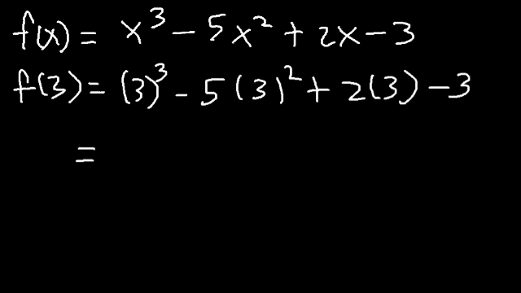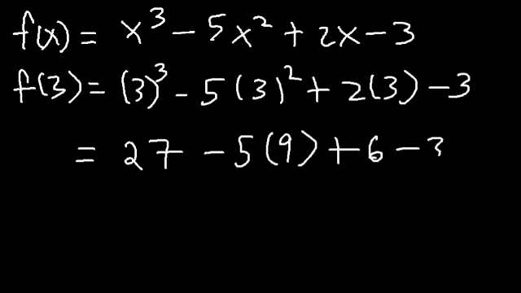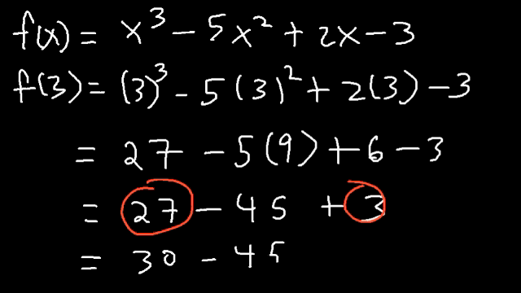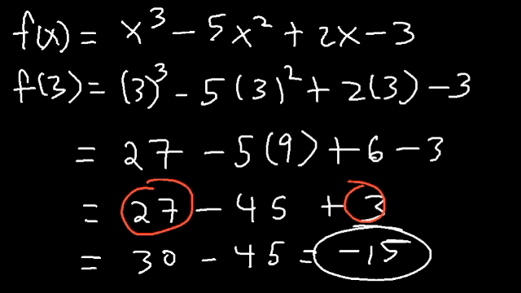So what is 3 to the third power? 3 times 3 is 9, and 9 times 3 is 27. 3 squared, that's 3 times 3, that's 9, and 2 times 3 is 6. 5 times 9 is 45, and 6 minus 3 is 3. Now, if we add 27 plus 3, that's equal to 30. And 30 minus 45 is equal to negative 15. So this is the final answer.